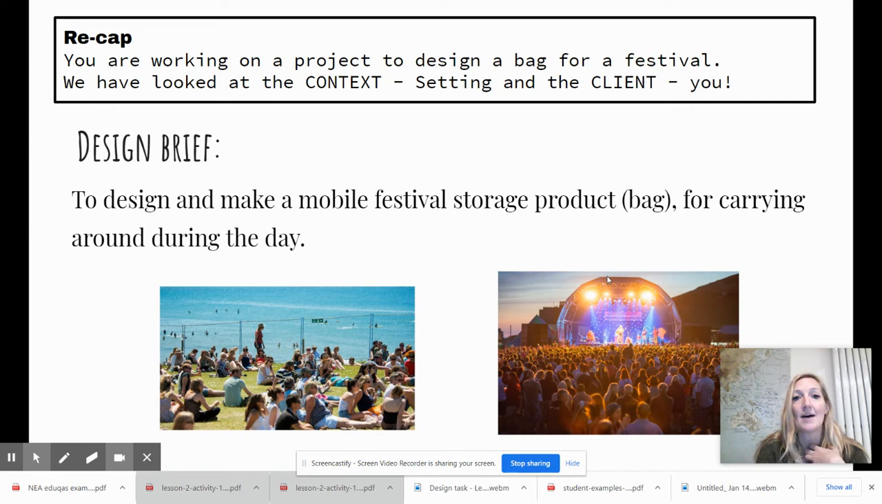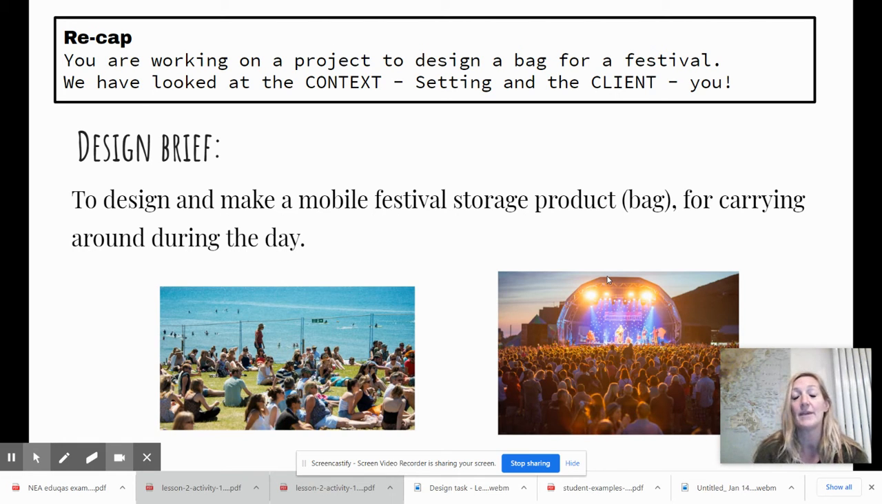Just as a little recap, for Year 9, for your project, you've been given the title or the design brief to design a product for a festival. We've looked at the context, so that's the setting. We've looked at the client, so that would be you because you'd be using it. And you've also looked at some existing products. So last lesson, you had a look at some different bags.